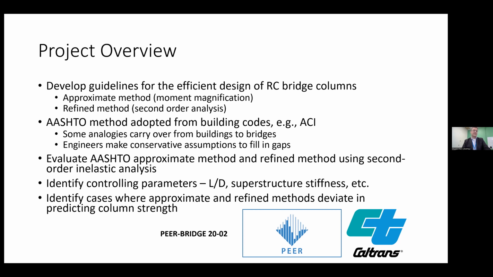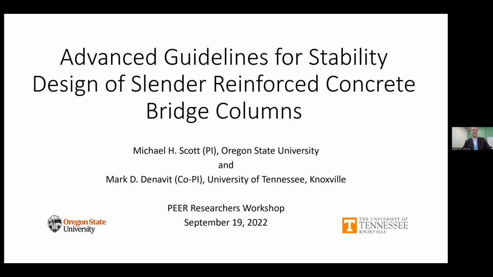Okay, so in this project, we'll evaluate the AASHTO approximate method and the refined method using second order analysis using OpenSees, and then identify some of the controlling parameters like slenderness ratio, L over D, superstructure stiffness, reinforcement, other parameters. Okay, and then look at or find cases where approximate and refined methods deviate, predicting column strength.